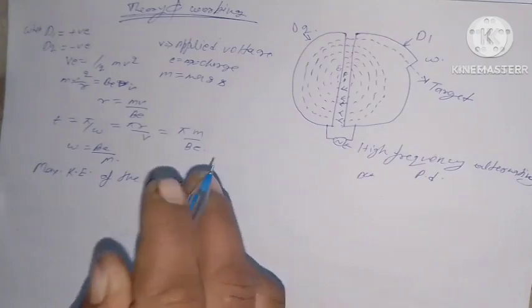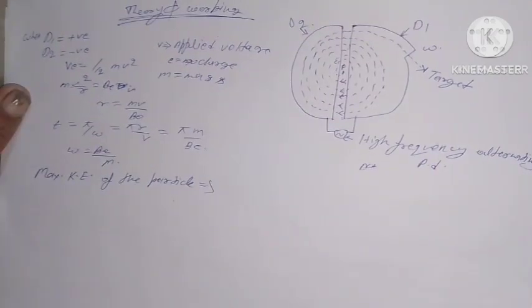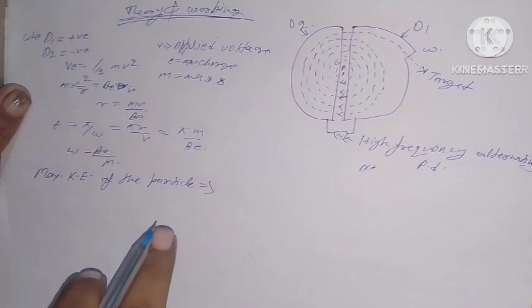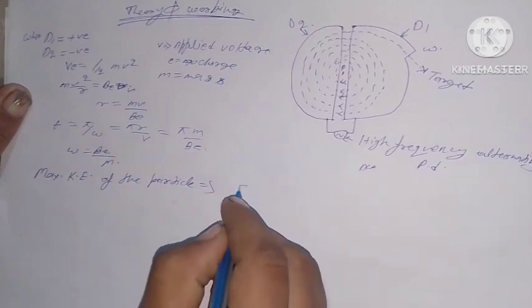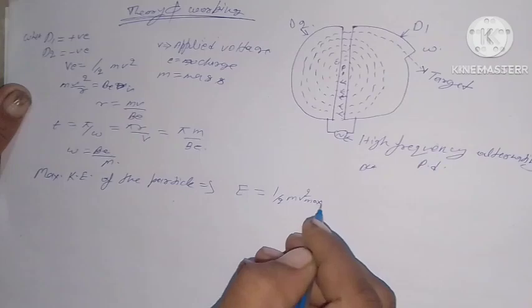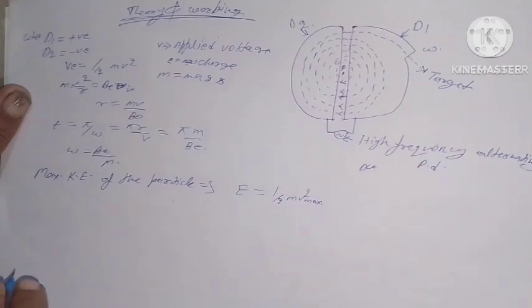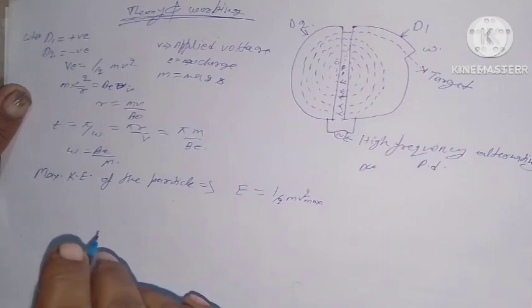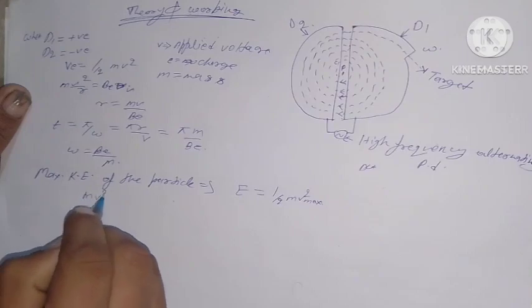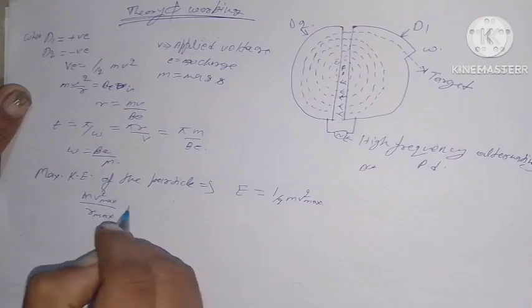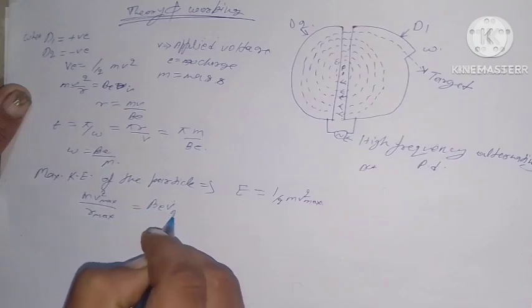The final energy E of the charged particle is given by E equal to 1 by 2 m v square max, where v max is the maximum velocity gained by the charged particle in its final orbit of radius r max. Then m v square max upon r max equal to B e v max.